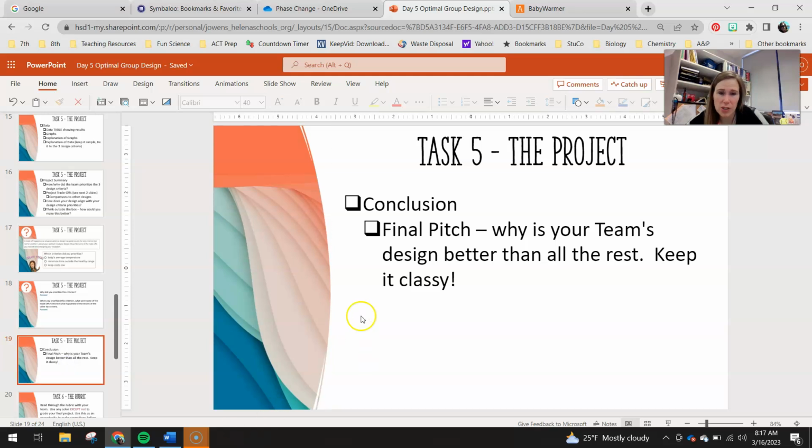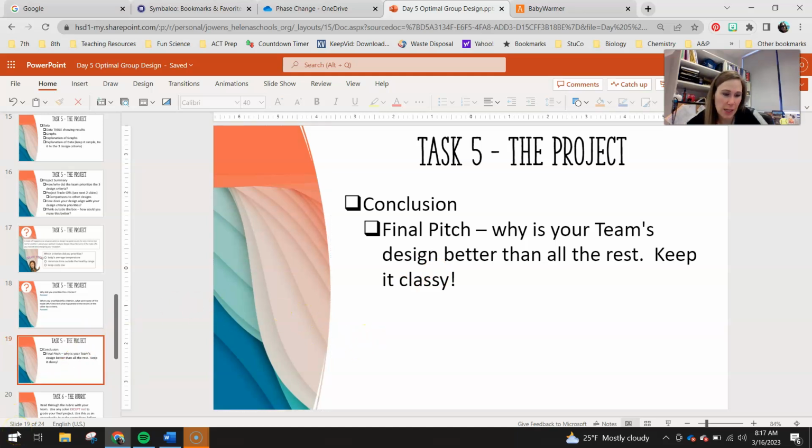The last little part of this is you should have a quick little conclusion that delivers your final pitch to the boss. So why is your team's design better than all the rest? That doesn't mean you're slamming other groups. You're just talking about why yours is the design I should pick. So keep it classy there. Okay, that concludes task 5.